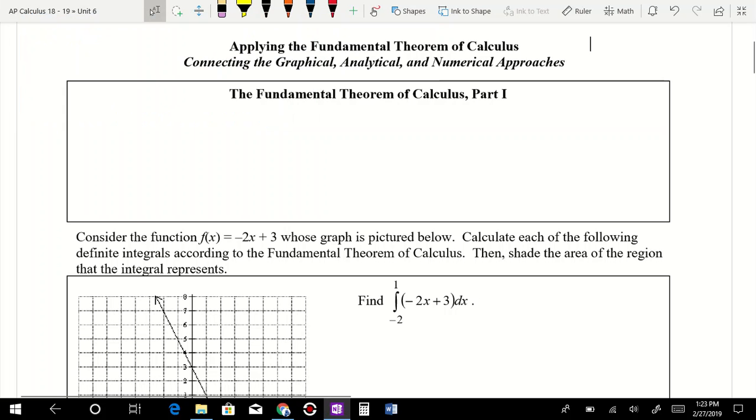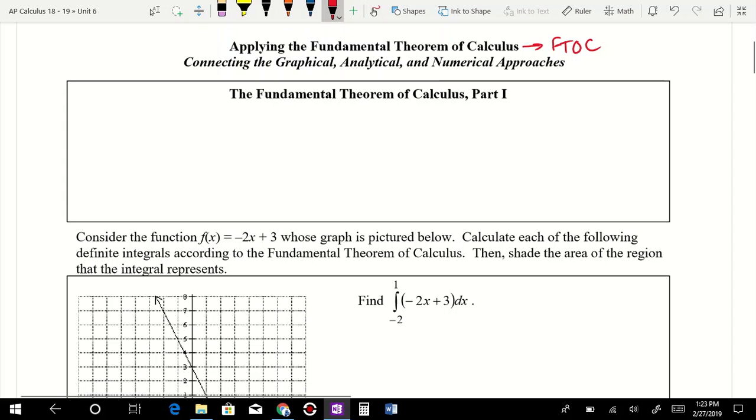Unit 6, pages 188 to 191. Applying the fundamental theorem of calculus, which we'll also call FTOC for short. You can call it FTOC. Connecting the graphical, analytical, and numerical approaches.